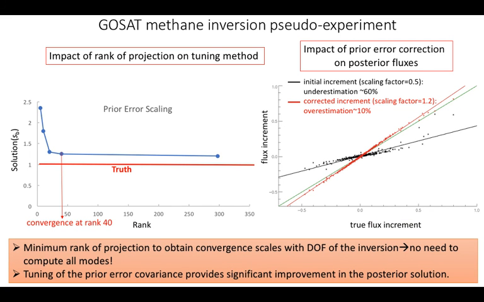And so I did some pseudo experiment where I start from the prior error. And you can see that with a 1K projection, I can actually reach convergence pretty well. And on the right here, this is the impact. This is a scatter plot of the true flux increment versus the corrected increment. So in black, when you use the wrong increment, and the corrected one in red. So you see that you can very much improve the estimate of the increment itself when you actually tune this prior error. And I will just let the conclusion.